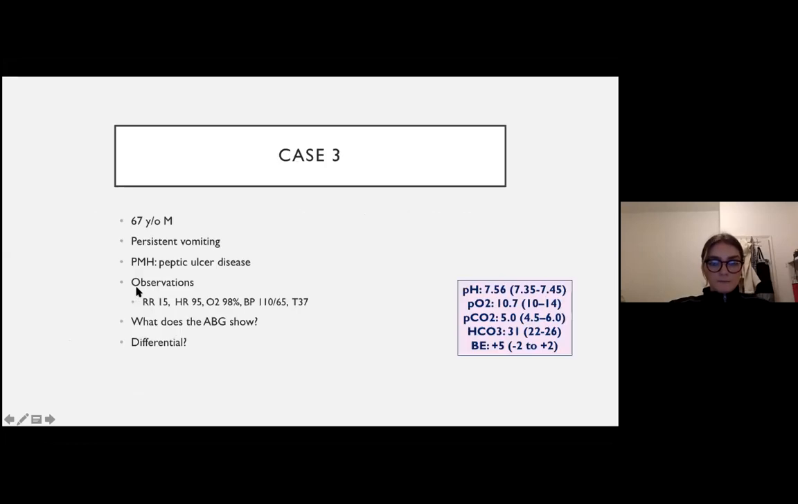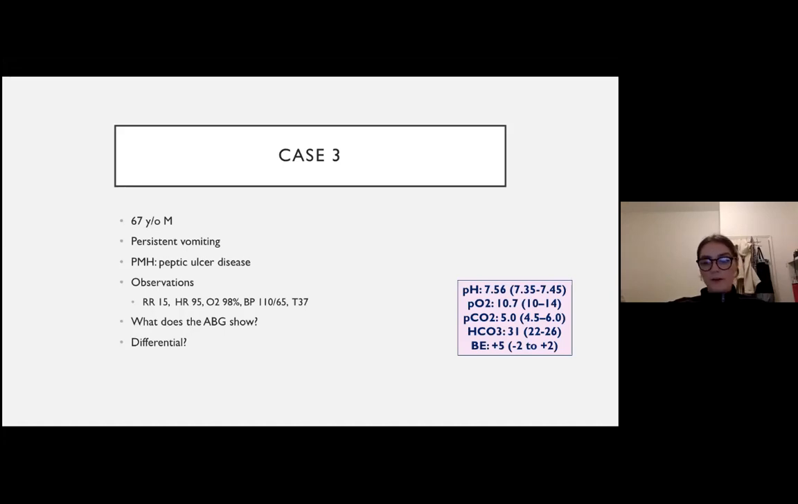Yeah. This is the third case. Would anyone like to speak it through? Yeah, I can have a go. Okay, so the pH is more than normal, so it's alkalosis. And the PCO2 is within the normal range. The bicarb is above the normal range. So it's metabolic alkalosis. Yeah, brilliant.